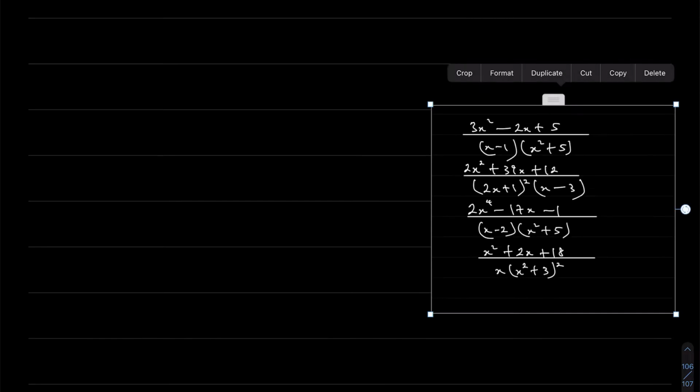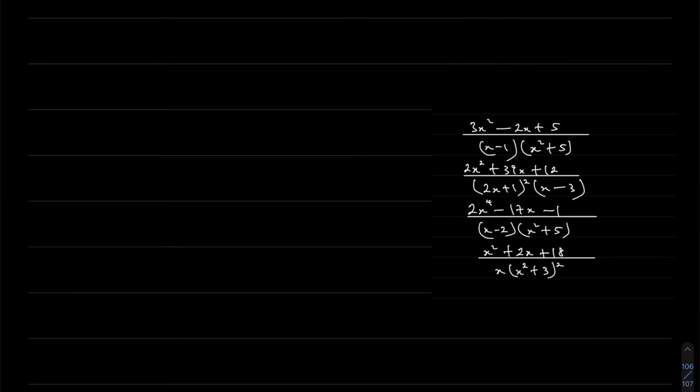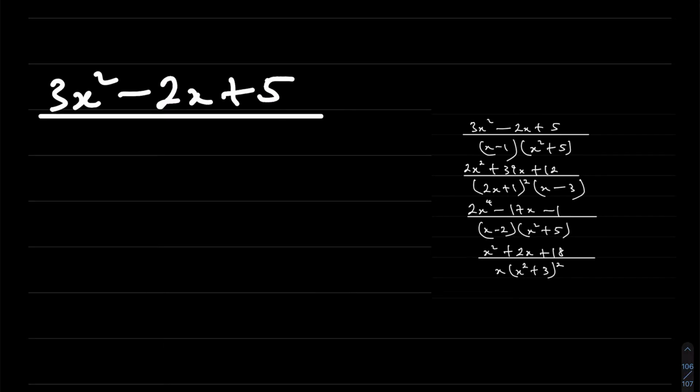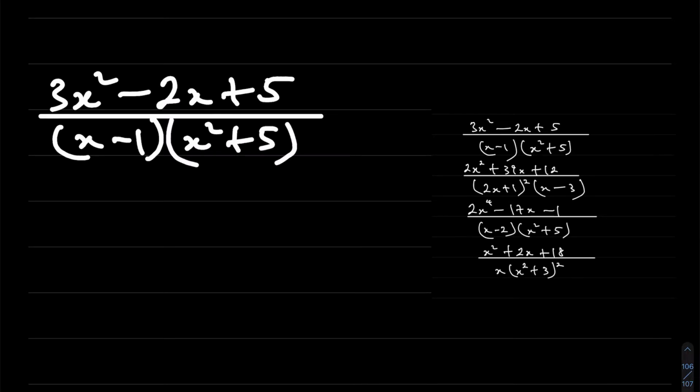Yeah, welcome back everybody. We're going to continue straight with the review of partial fractions. Now these are the fractions we want to resolve into partial fractions: 3x squared minus 2x plus 5 over (x minus 1) into brackets (x squared plus 5).